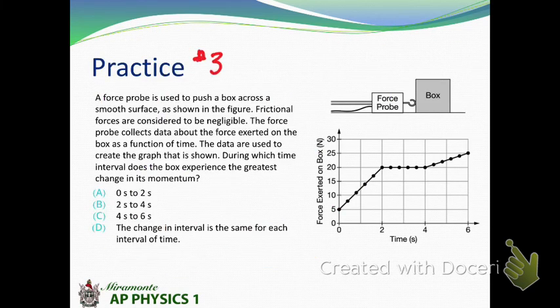Okay, question number 3. A force probe is used to push a box down a smooth surface as shown in the figure. Frictional forces are considered negligible. Okay, go ahead and figure this one out and find the correct answer.